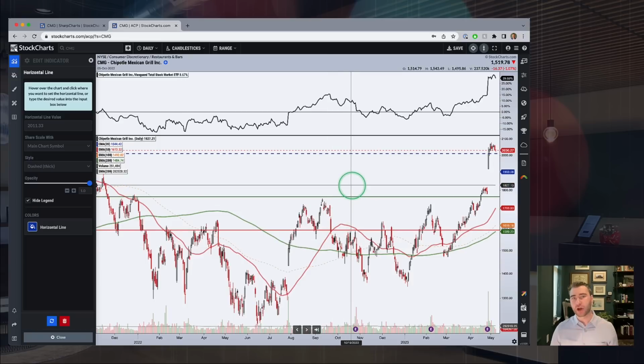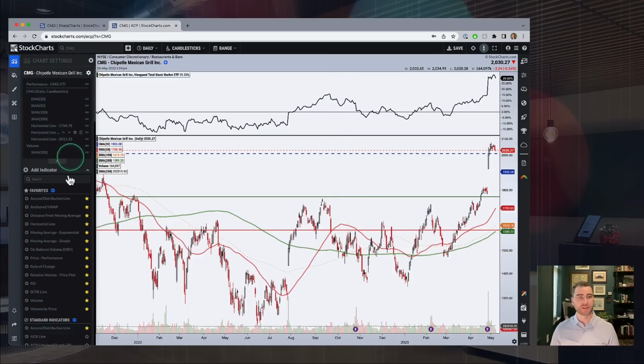So same concept. We can do the exact same thing that we just did in SharpCharts right here in ACP, just a little bit more dynamic, a little bit more fluid. I love being able to click right on the chart to set exactly where you want that level to be. This is actually pulled from another feature in ACP that's very, very cool.